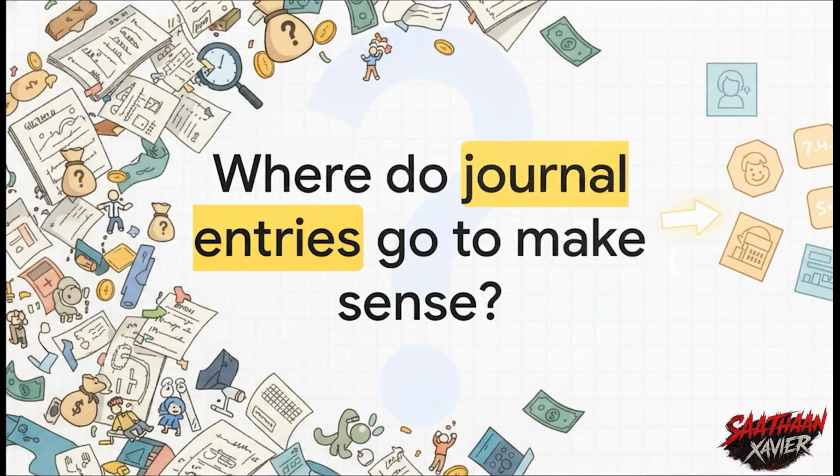So let's just dive right into the core problem here. You see, a journal is fundamentally just a chaotic, chronological list of every single transaction a business makes. It's basically a diary. It tells you exactly what happened on Monday, then Tuesday, then Wednesday.